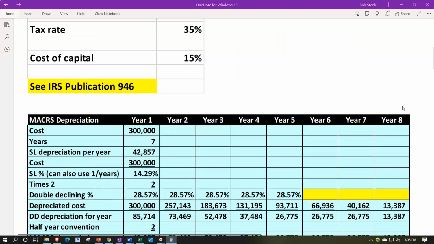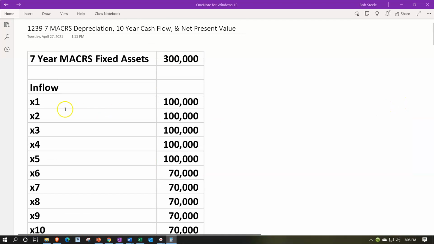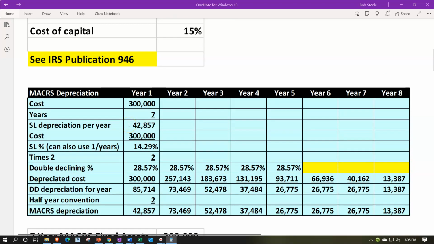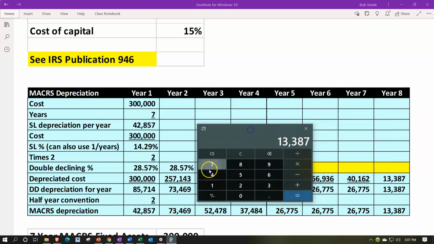Note that we have 8 years here, even though we said it was a 7-year MACRS property, due to the half-year convention. So you could think about it as the full years here and then a half year up front and a half year at the end, even though the last year is basically a plug type of year. If I add up all the depreciation at the bottom, it should add up to the cost, which was the $300,000. Let's try it out.